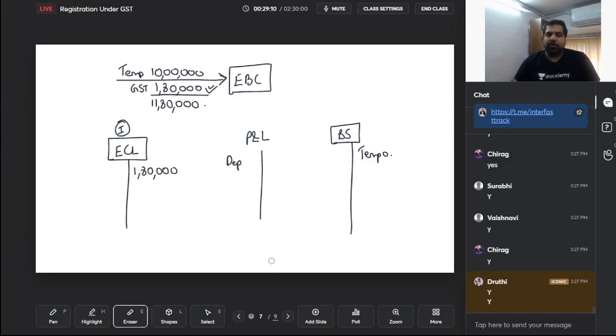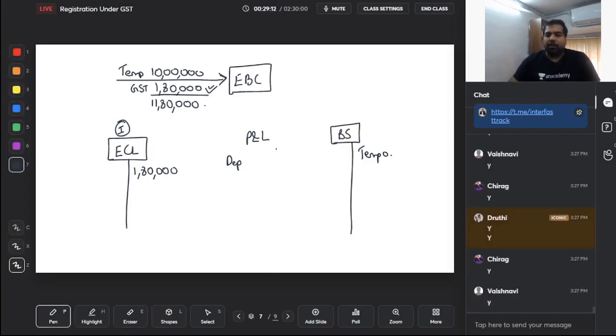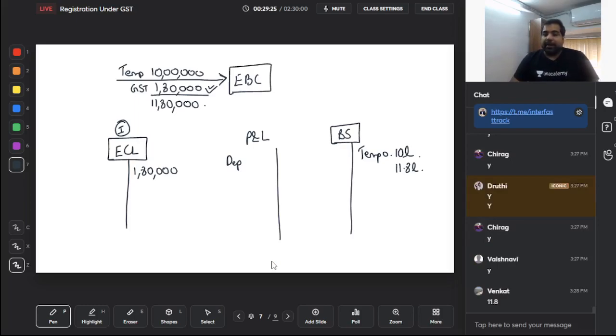Now my question is: on what amount will the Tempo go in the balance sheet? Will you take it at 10 lakhs or at 11,80,000? Basically, they are asking on which amount you will take depreciation. Guys, if you take it on 11,80,000, that is wrong. Why? Because then depreciation will be high, your deduction will be high, and that is the second benefit.